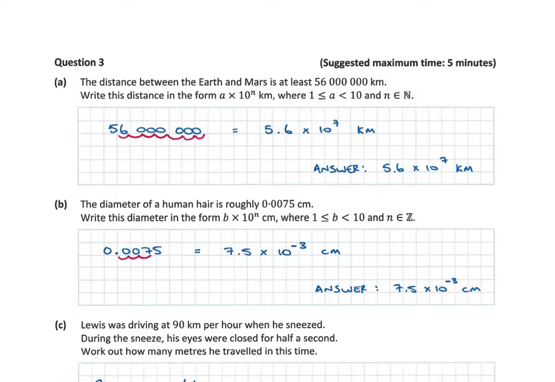But in order to ensure this number keeps the same value, we have to multiply it by 10 to the negative 3, because it's moving in the opposite direction. So 10 to the negative 3. So that's your answer there: 7.5 multiplied by 10 to the power of negative 3 centimeters. That brings us on to part C.